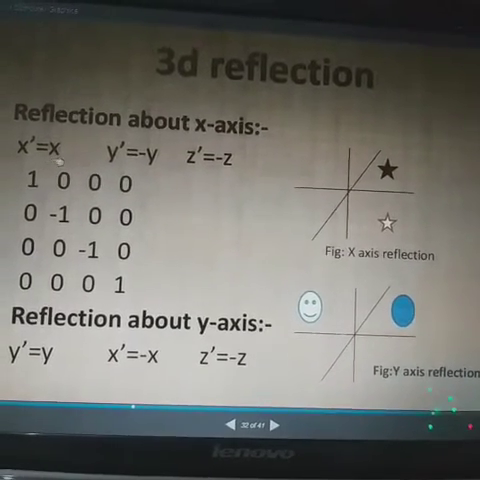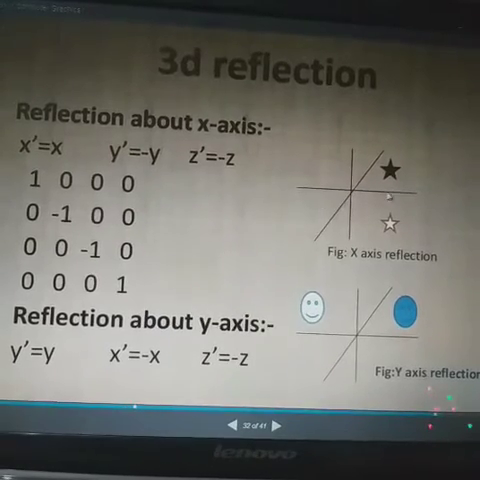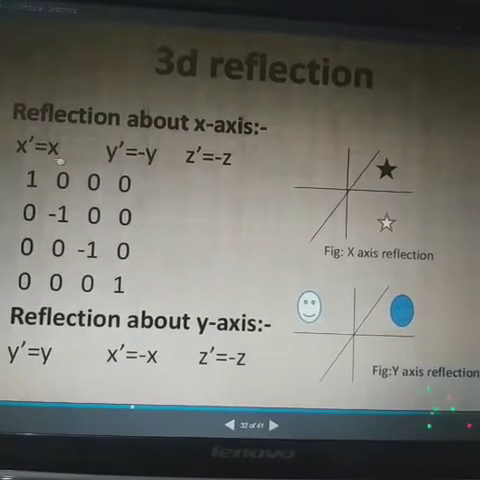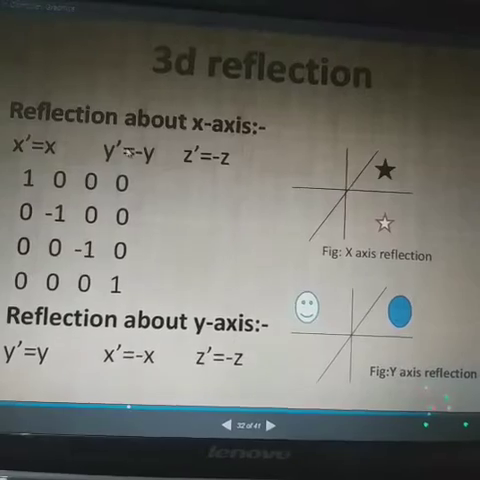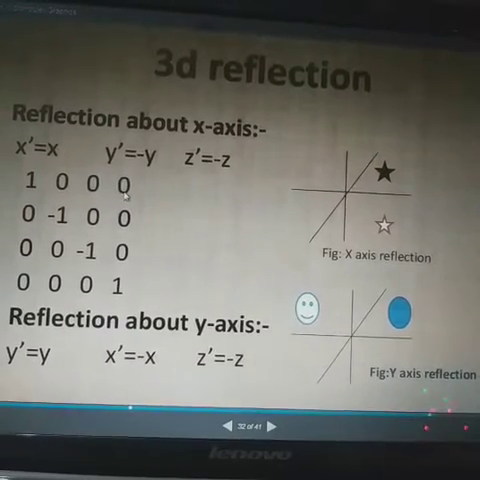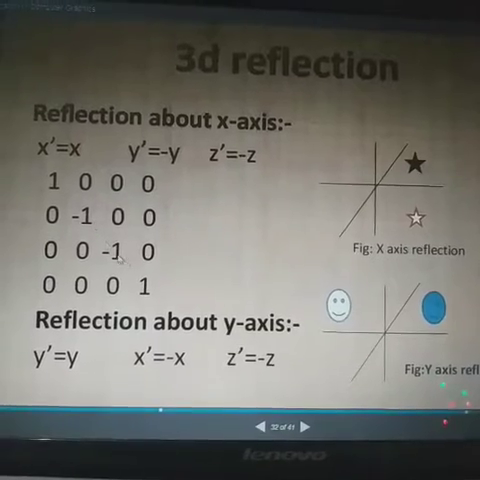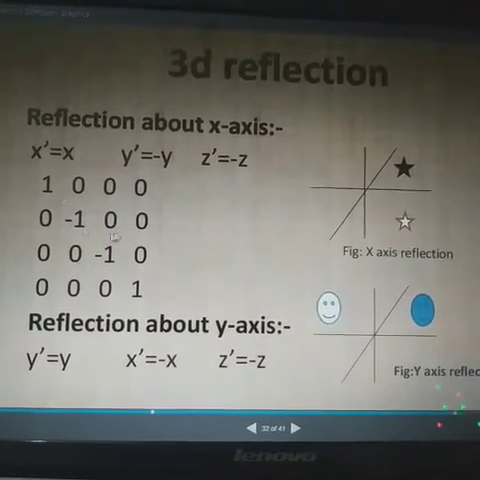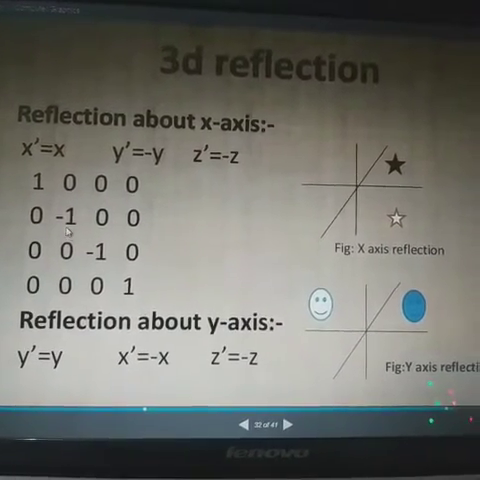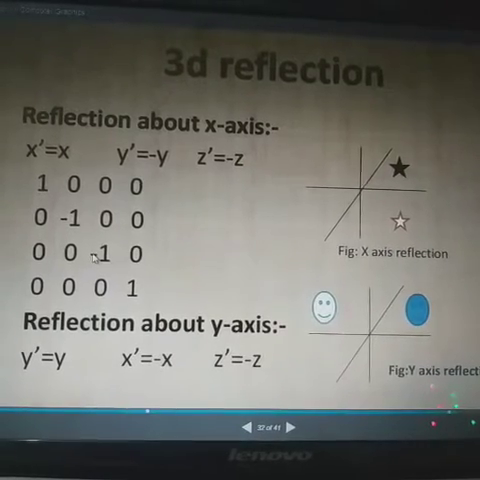x' equals x about the x axis. When we do the rotation, x remains positive but y and z become negative. So the matrix representation is 1, -1, -1, and others are 0. In diagonal form, y and z coordinates are negative.